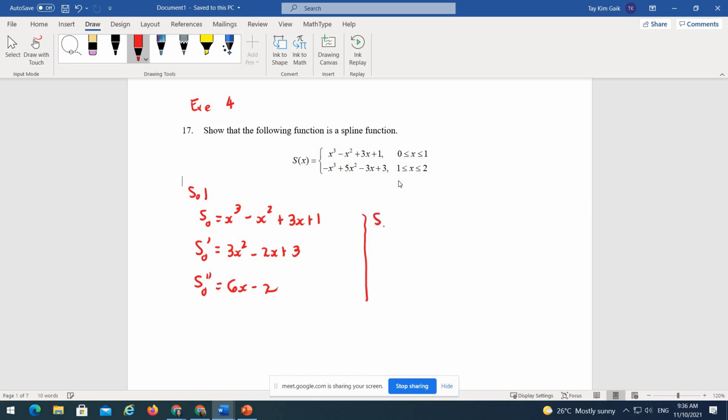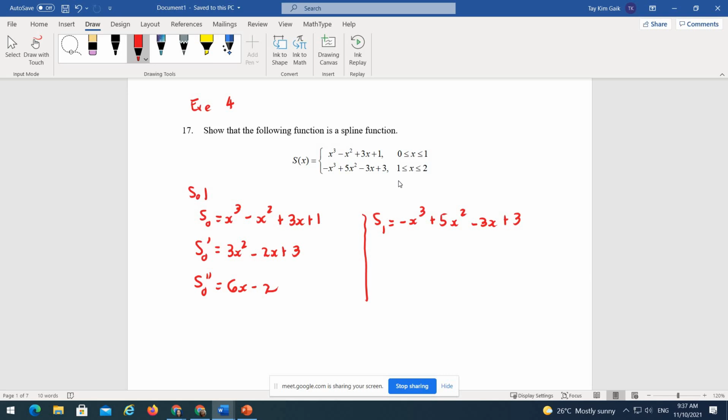Similarly, for the bottom function, we denote it as S1. S1 is defined in the interval 1 to 2 only. So K means you have points 0, 1, 2, 3. For a cubic spline, every 2 points, if we used Lagrange, 2 points would give a linear function, and 3 points a quadratic. But here, every 2 points we make it a cubic function. And from 1 to 2, another 2 points, we have another cubic function.